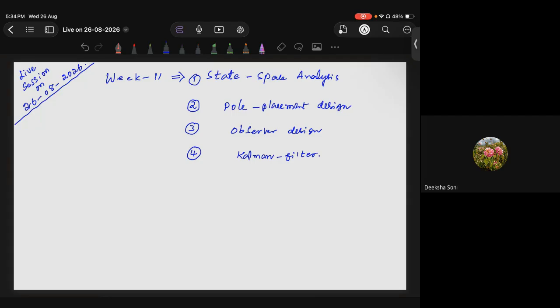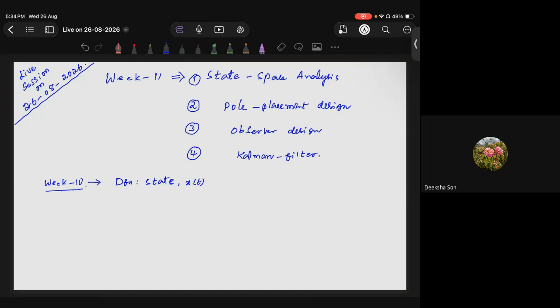They are combinedly discussing the week 10 material, which basically introduces the concepts of state space analysis. So in week 10, what do we have? You might have seen the definition of what the states are, the definition of state x of t.